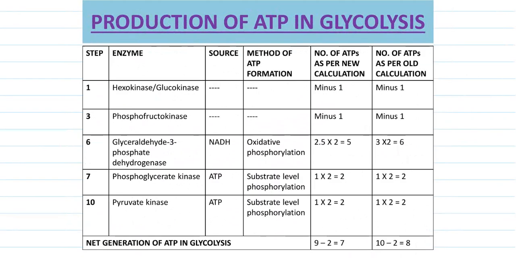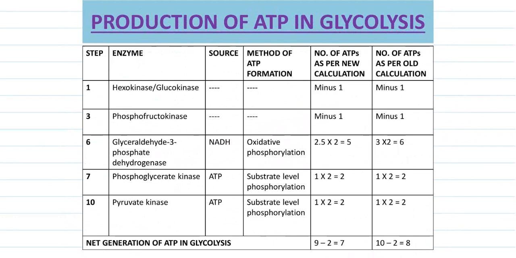So let's look at this table to understand the production of ATP in glycolysis. These are the list of enzymes involved. So hexokinase, glucokinase, there is a consumption of ATP. So phosphofructokinase also consumption of ATP. Now glyceraldehyde 3-phosphate dehydrogenase will produce NADH through oxidative phosphorylation. According to the new calculation, it will produce a total of 5 ATP, and according to the old calculation, it will produce a total of 6 ATP.